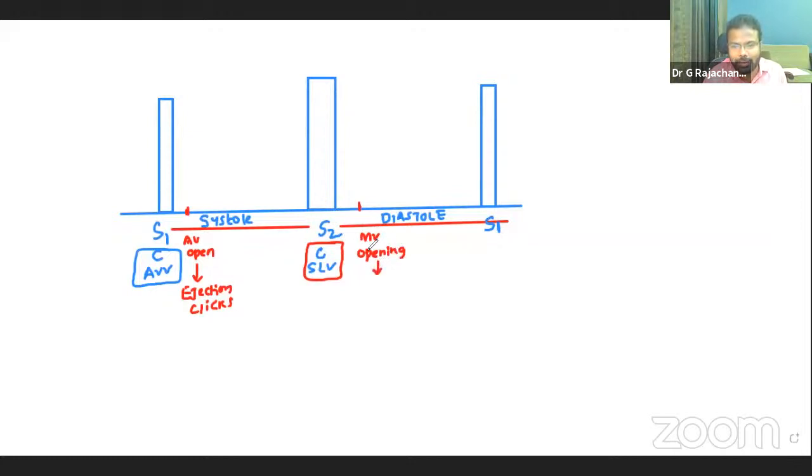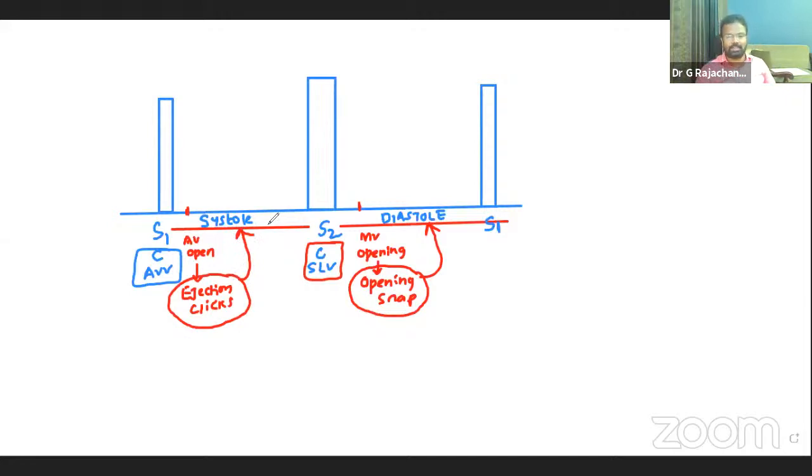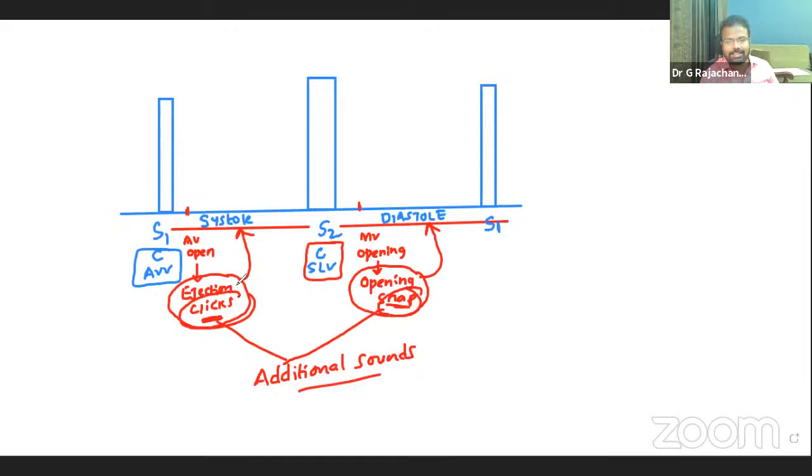If mitral valve opening happens here, then immediately we get something called an opening snap. So you understand now, the opening snap is seen in which phase? It is seen in the diastolic phase. Ejection click is seen in which phase? The systolic phase. Together, the clicks and snaps are called additional sounds. These two additional sounds are click and snap. Click is an ejection click. Snap is an opening snap.